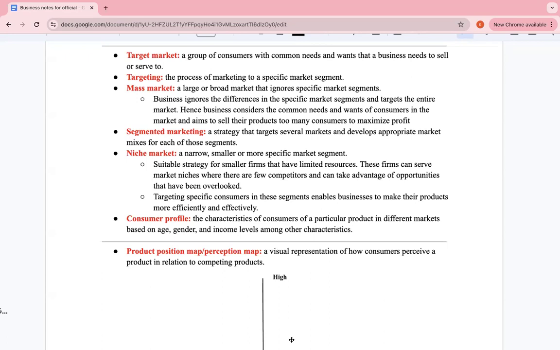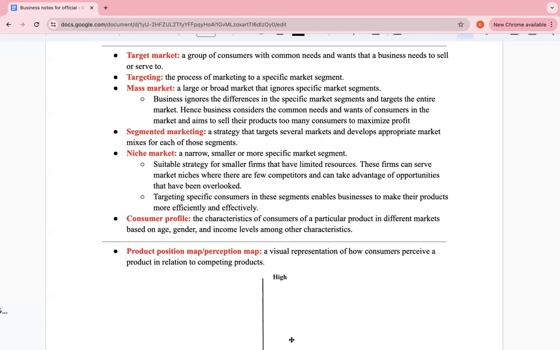Niche market. A niche market is a narrow, smaller, or more specific market segment. It's a suitable strategy for smaller firms that have limited resources. These niche markets are really specific, and there isn't a lot of competition in them. These firms can serve market niches where there are few competitors and can take advantage of opportunities that have been overlooked. Because it's such a small market catering to such a specific niche, sometimes they are overlooked, and again their resources are limited, they don't have as much funding. Targeting specific consumers in these segments enables businesses to make their products more efficiently and effectively.